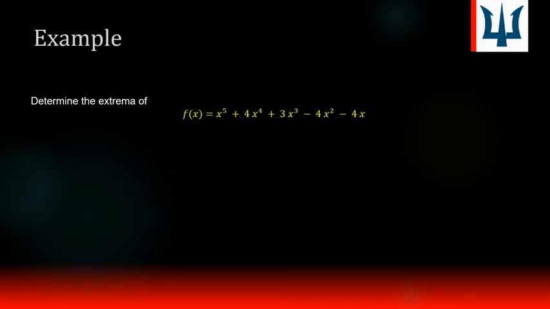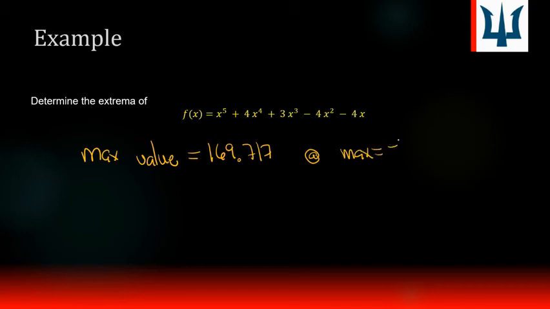So it looks like we have one here on the left-hand side. We have a max. So I'm going to go to the left of that and press enter, go to the right of that and press enter, and we get a max value. Our max value is how high is it. That's going to be 169.717. But our max is at -3.594.